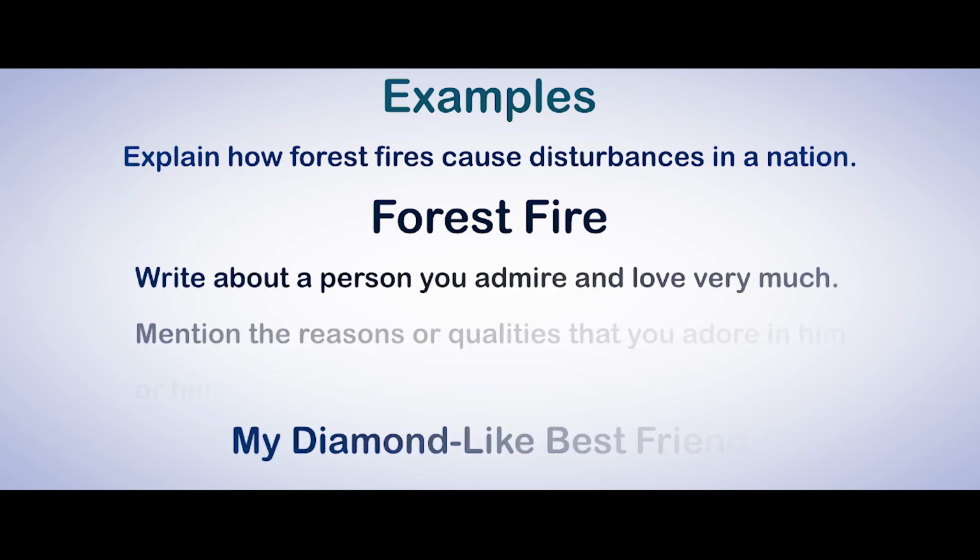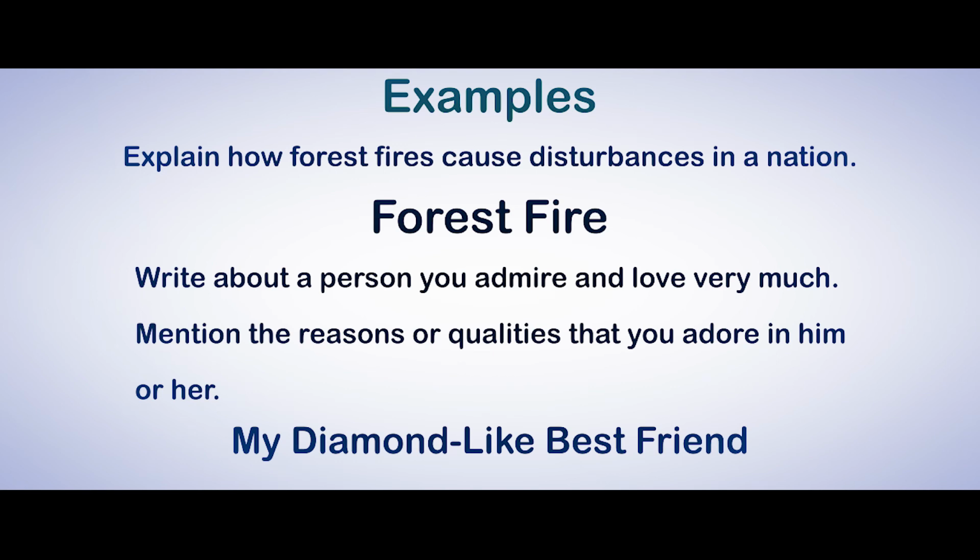Now let's go on to the next question. It says, write about a person who you admire and love very much. Mention the reasons or qualities that you adore in him or her. So this was another sample essay that we looked at, and it was a descriptive essay, and the title the child provided is My Diamond-Like Best Friend. So what has the child done here? I think he worked hard, he became quite creative, and then he used figures of speech and then wrote My Diamond-Like Best Friend. These are some ways to write a title.